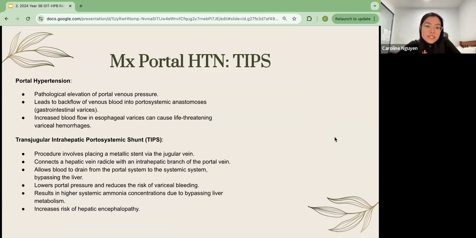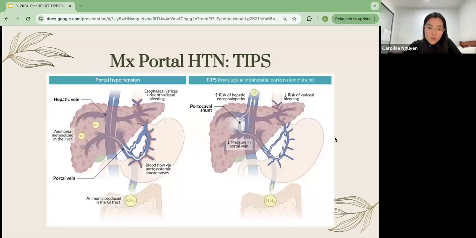We treat it through TIPS, transjugular intrahepatic portosystemic shunt. The way that is helpful is it creates a tunnel here to decrease the pressure in the portal vein, so that we have less backflow of blood to this area, and then you can go back up into the IVC.